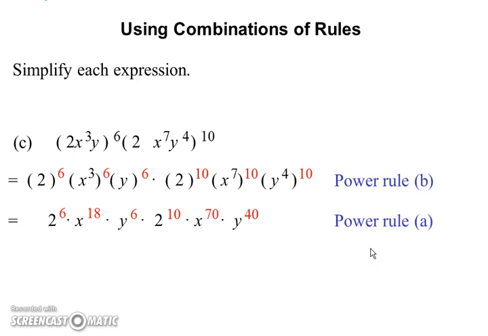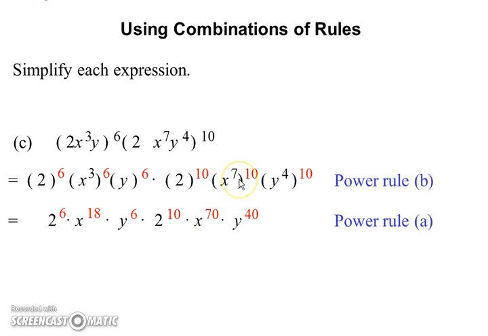And now at this point, we can apply the power rule again to each individual term. So 2 to the 6th power, when we raise x to the 3rd, all raised to the 6th, we apply the power rule and multiply the exponents. 3 times 6 is 18, so we get x to the 18th. y to the 6th, 2 to the 10th power.